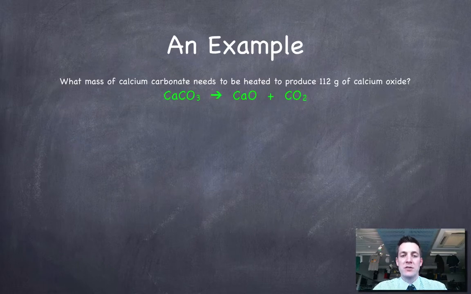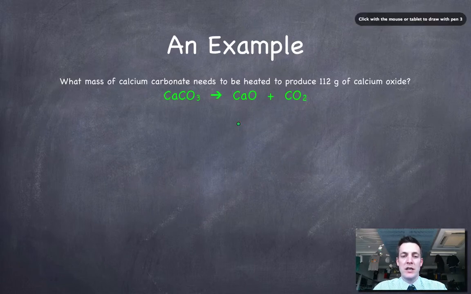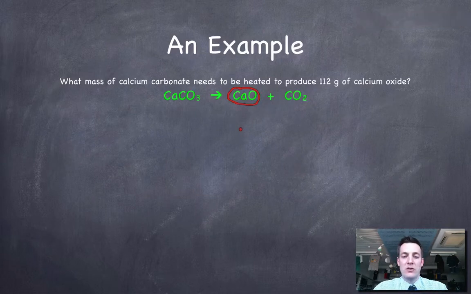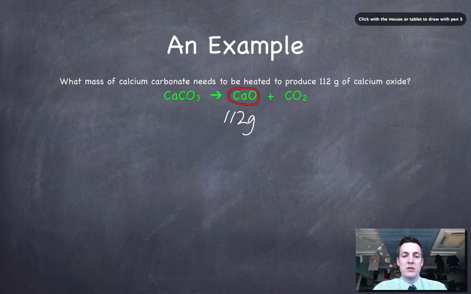What mass of calcium carbonate needs to be heated to produce 112 grams of calcium oxide? Now, there's lots of things in this equation, but really, we're only interested in the two that we're being asked about and told about. We're told that we're producing 112 grams of calcium oxide, and we're being asked what mass of calcium carbonate we need to heat to produce it. So they're the two substances that I'm interested in.